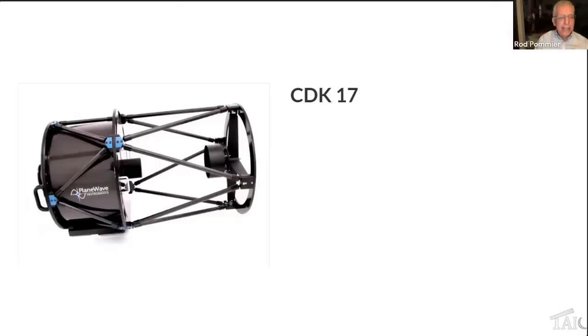He said the CDK17 is the sweetest of the scopes. He said it's sharp. He said you actually don't quite get as good stuff with a 20. And he said if you're in the city and not out at some dark sky site, you're going to get much better results with a 17.